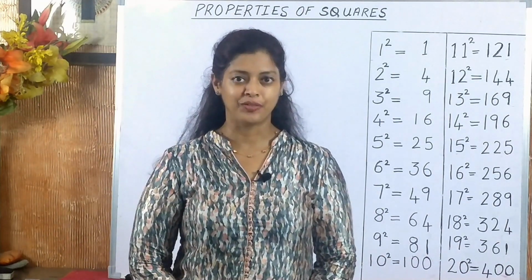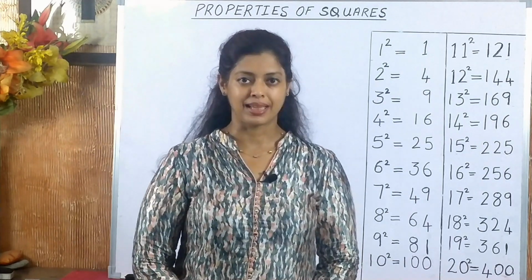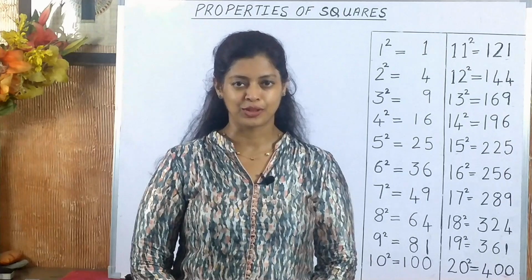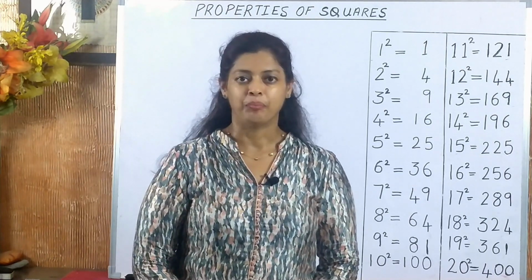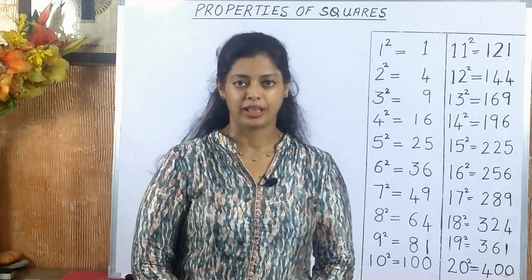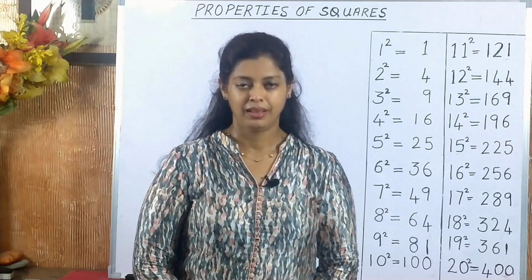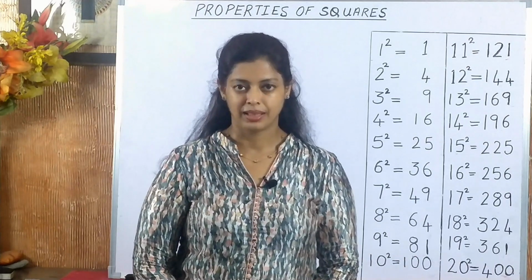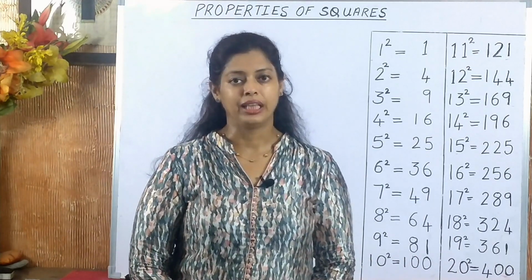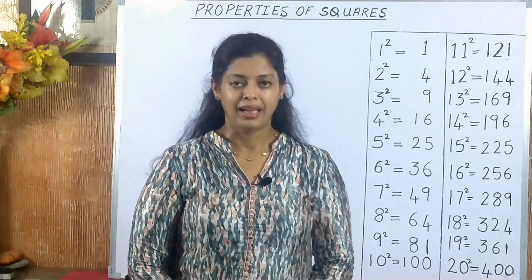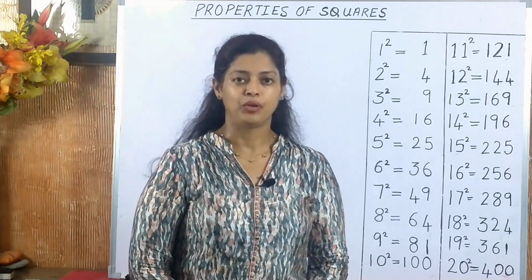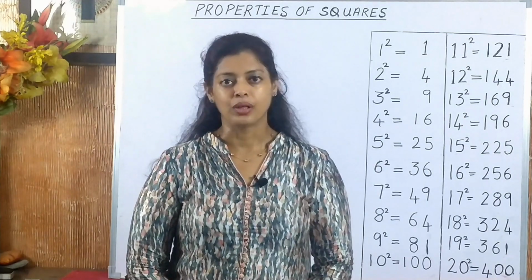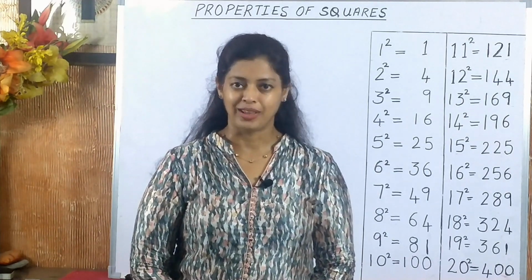In part 1 of this video, we had learnt what are squares and square roots. In this session, I will explain the properties of squares. Now we know that multiplying a number by itself gives the square of that number. And there are many interesting things we can observe about the squares, and these interesting things are called the properties of squares. And it is also important if you learn the squares of the first 25 natural numbers, because it helps in doing the calculations faster.